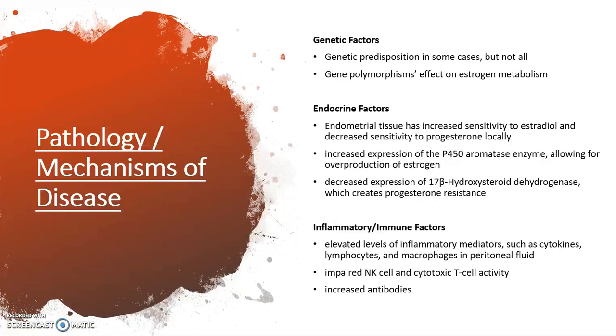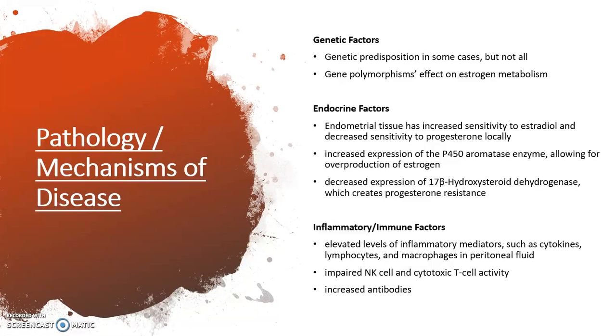In regards to genetic factors, the pathogenesis of endometriosis is at least in part due to alterations in genes that facilitate the proliferation, implantation, and survival of the endometrial tissue in the peritoneal cavity. There's also research being done on certain gene polymorphisms and their effect on estrogen metabolism, specifically mutations in the CYP17A1 gene may contribute to the onset of endometriosis.